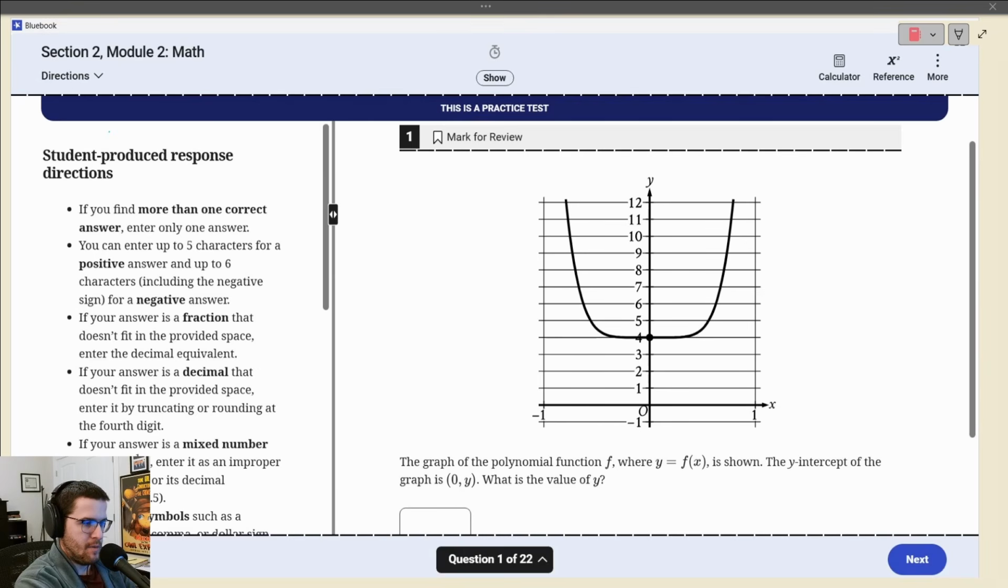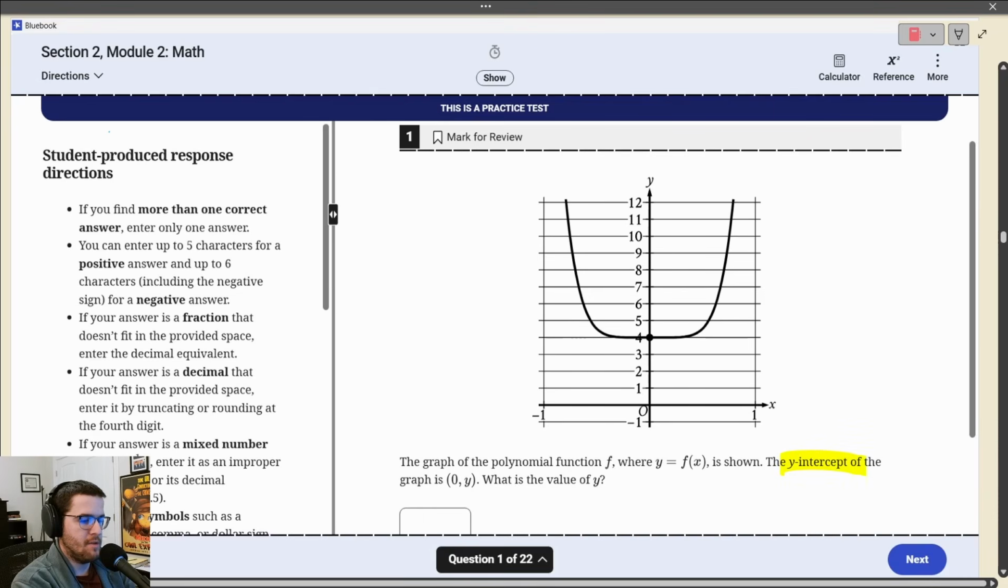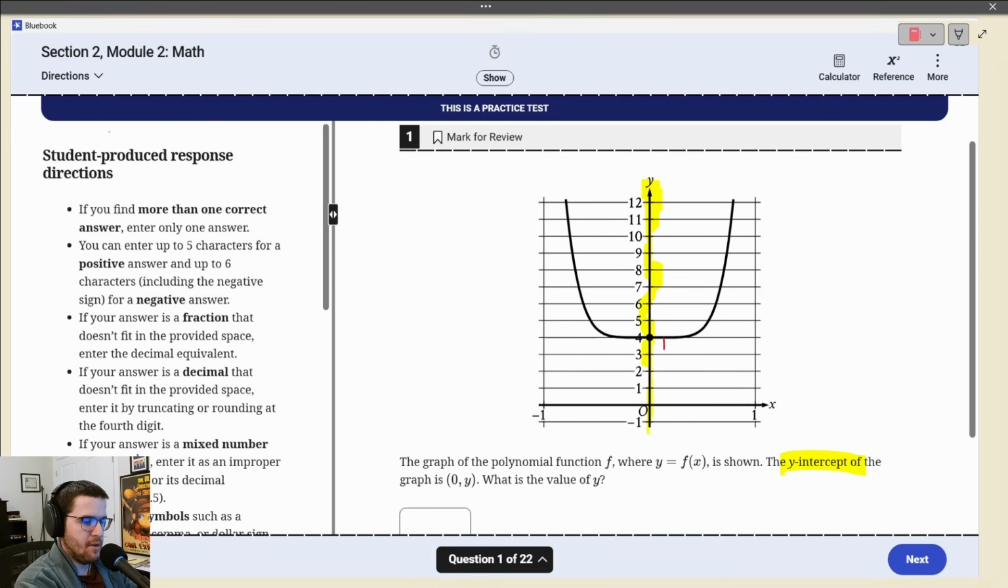All right, this question wants us to find the y-intercept. So we're looking where the graph touches the y-axis, which is very conveniently labeled here with a little dot. I read the x-coordinate, it's at 0, and the y-coordinate is at 4. So the answer to this problem, it just wants the y-coordinate, so the answer is 4.